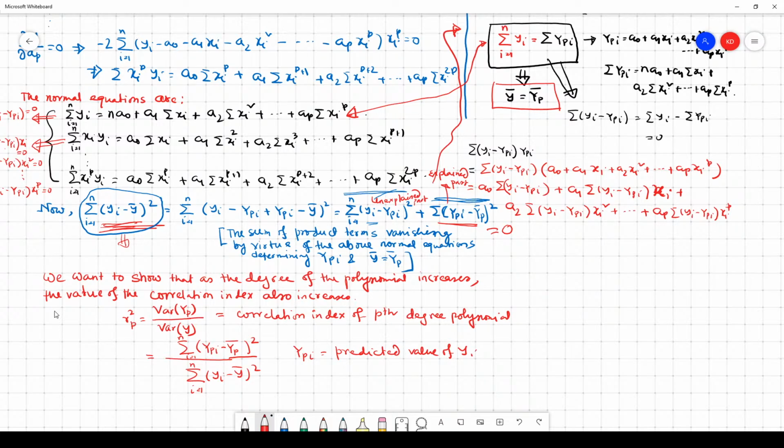Okay, so now come to the point: we want to prove that as the degree of the polynomial increases, the value of the correlation index also increases. That means rp square is greater than r(p minus 1) square. Here r(p minus 1) square means the correlation index based on a p minus 1 degree polynomial. When we use a p minus 1 degree polynomial for prediction, the correlation index is r square p minus 1.